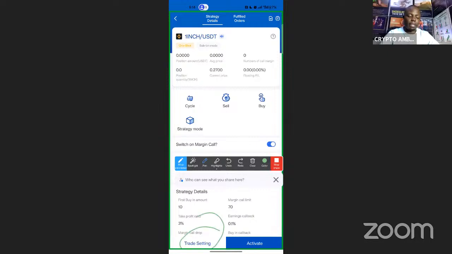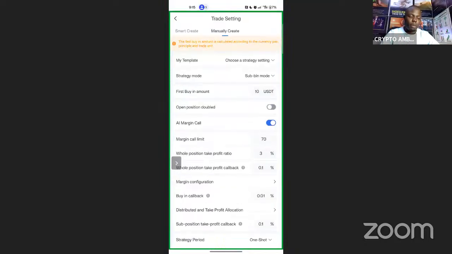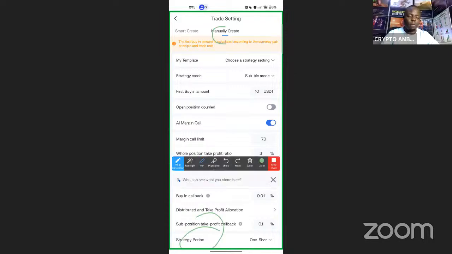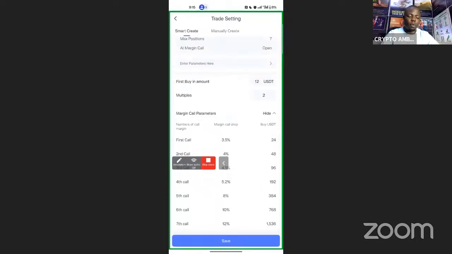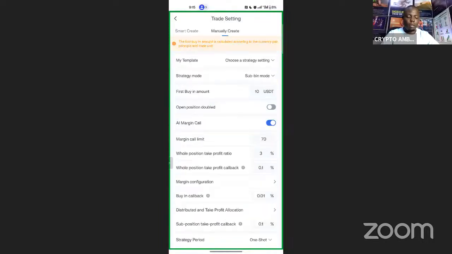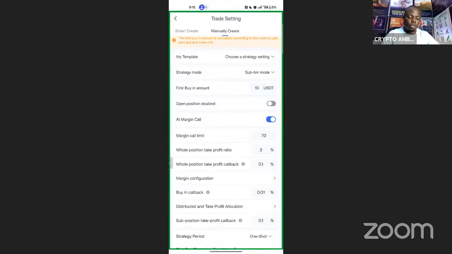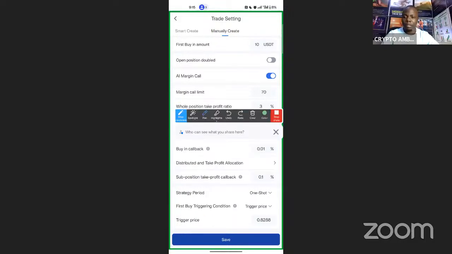Now here on trade setting, Royalq has been able to upgrade. Okay. And when you tap on trade setting here, and you tap on manually create here, or even if you tap on smart create, but it is here you are just following. So here, manually create, you want to create your own strategy. And that's where I'm going to share my training for today.